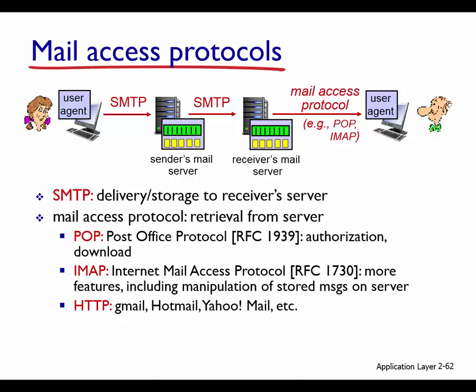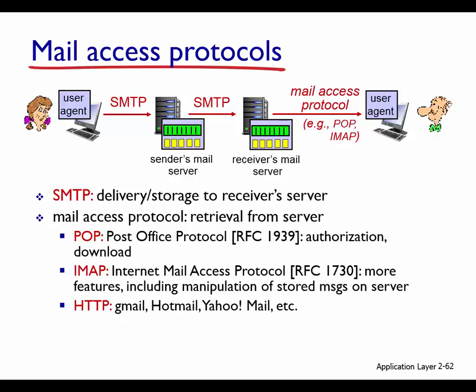We talked about SMTP. So what SMTP does is deliver the mail from the user agent to a server, and then from the sender server to the receiver server. The user agent uses a different protocol to pull the data off the server. And if you're running, say, something like Microsoft Outlook, you might be using either POP or IMAP.